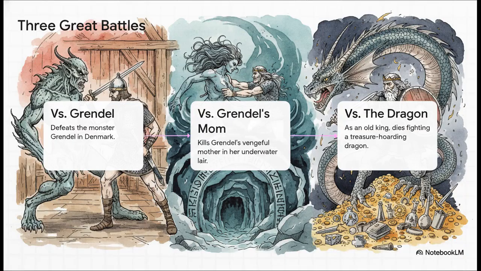Now, 3,000 lines can sound a bit scary, I know, but the plot is actually pretty easy to remember. Just think of it as 3 epic fights. First, our hero, Beowulf, goes to Denmark and defeats the monster Grendel. Then, he has to deal with Grendel's even scarier, vengeful mother in her underwater cave. And finally, much later, as an old king, he fights and dies taking on a massive dragon. 3 battles, 1 hero. Simple as that.